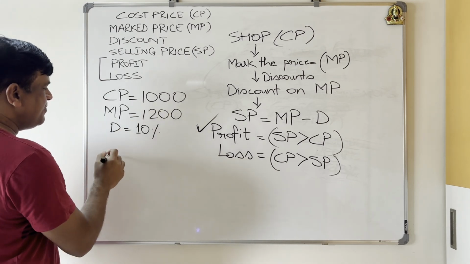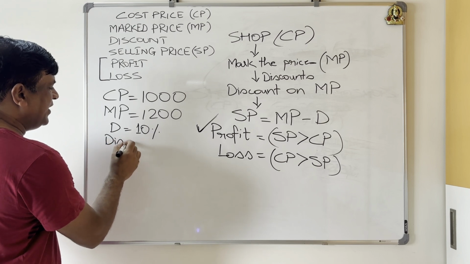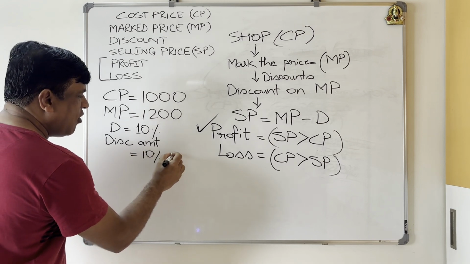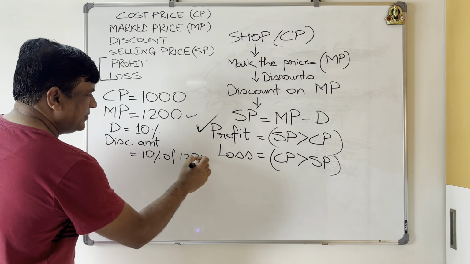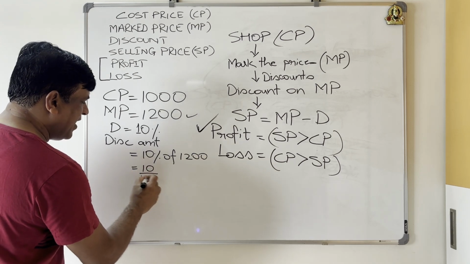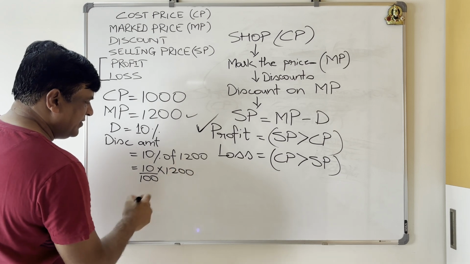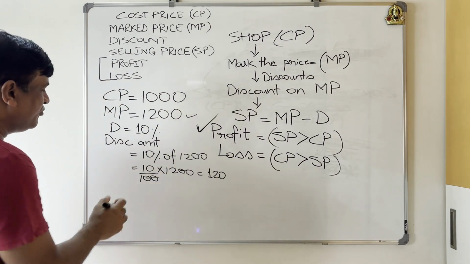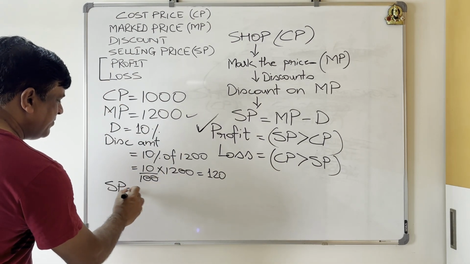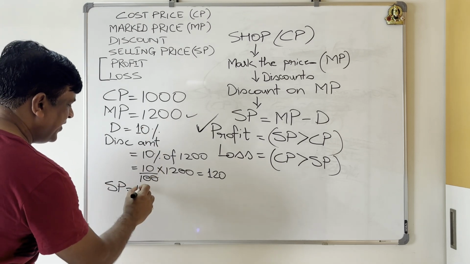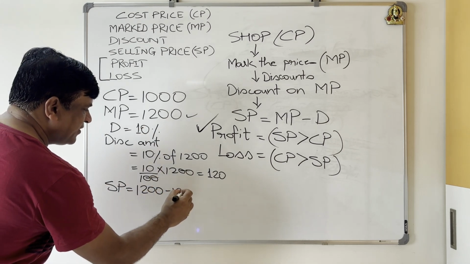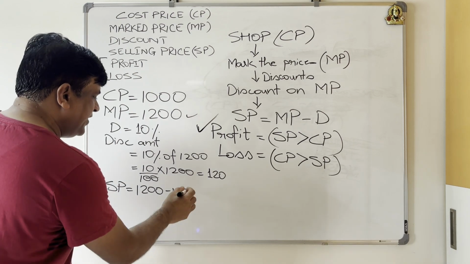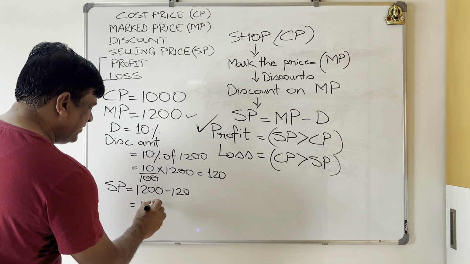Okay, so if 10%, now if you want to calculate the discount amount, how much discount he is giving, it will be 10% of the mark price, right, which is equal to 10 by 100 into 1,200. So he is giving a discount of 120 rupees. So what does his selling price come out to be? Selling price will be 1,200, your mark price, minus the discount, 120, which is equal to 1,080.